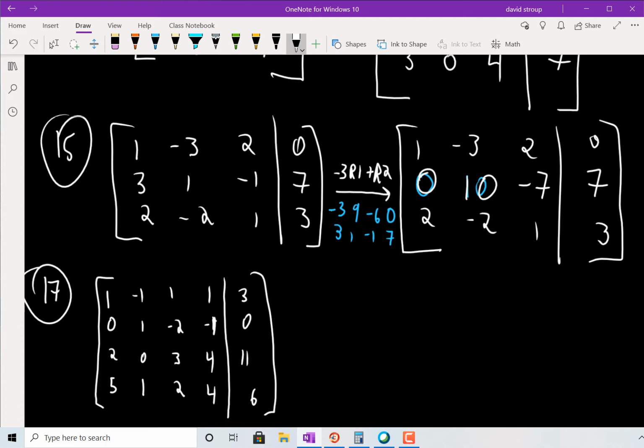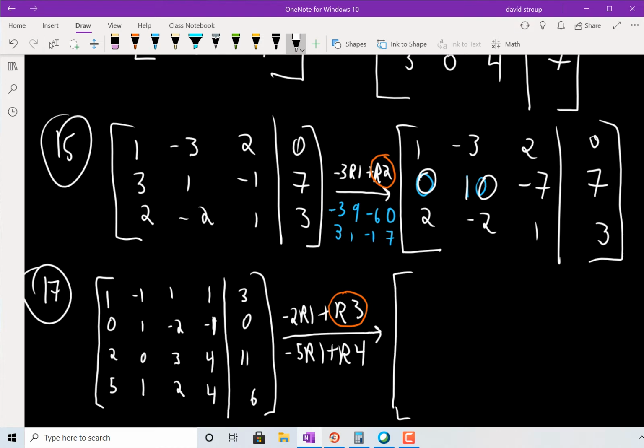This time the book wants us to take -2 times row 1 and add it to row 3. And of course you put it in row 3. You just put it in whatever comes second. Like back here it was -3 row 1 plus R2, so you put it in R2's position. Simultaneously they also want us to go -5 row 1 plus row 4. So the only things that change are row 3 and row 4. Row 1 and row 2 stay the same.